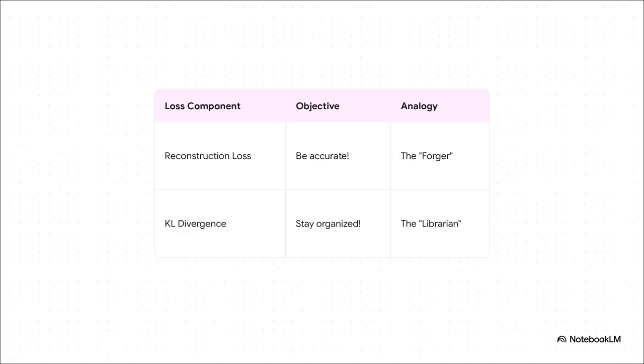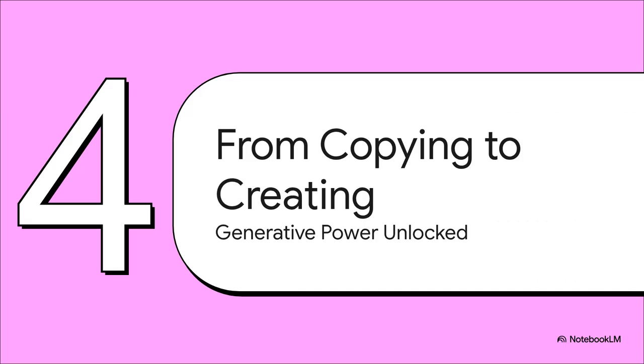A VAE is trained with this really cool dual objective. You can imagine it as a tug of war between two forces. First, you've got the reconstruction loss, let's call it the forger, which just wants to make the final copies as accurate as possible. But then you have the second component, the KL divergence, which acts like the librarian. Its job is to keep the whole map organized, forcing all these fuzzy regions to be nicely packed together, which prevents those gaps we were talking about. And this organized, probabilistic latent space is what finally unlocks the autoencoder's generative power. It's not just a compression tool anymore, it's a creative one.